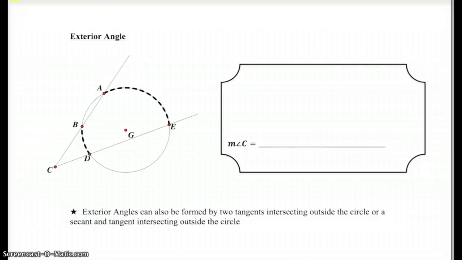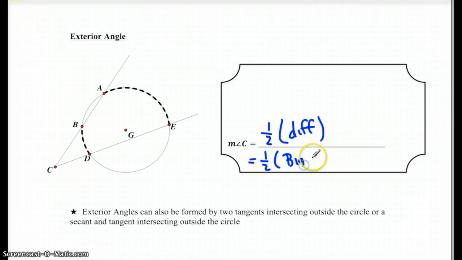When 2 secants or a secant and a tangent or 2 tangents intersect outside of the circle, there's a different relationship between the measure of the angle formed and the intercepted arcs. So in this case, we're going to be looking at angle C, and it turns out that its measure is half the difference of the intercepted arcs. And in this case, there's clearly a bigger arc and a smaller arc. So it's half of the big arc minus the smaller arc, which in terms of this actual diagram is 1/2 of arc AE minus arc BD.